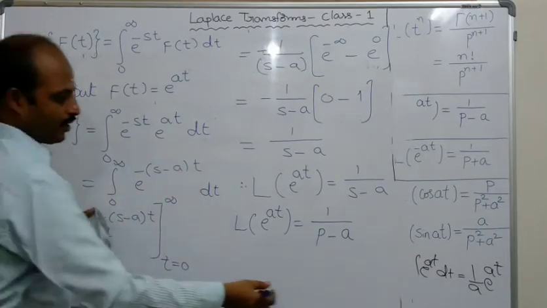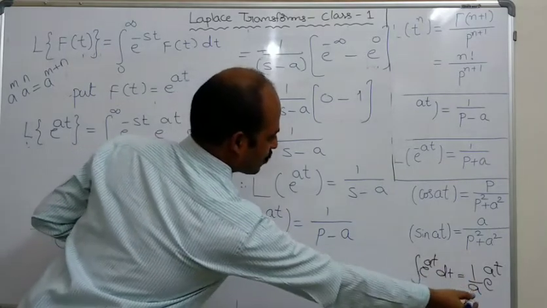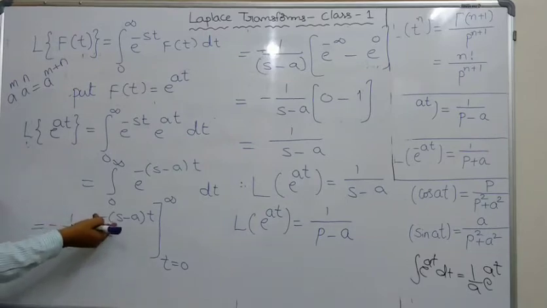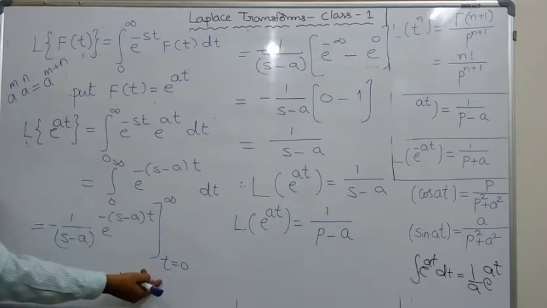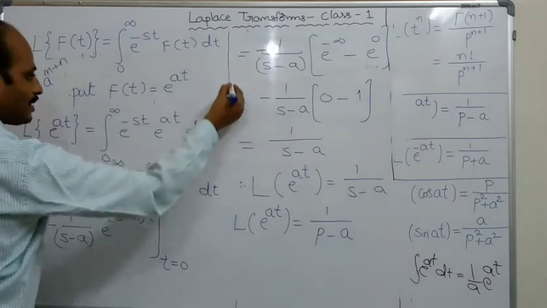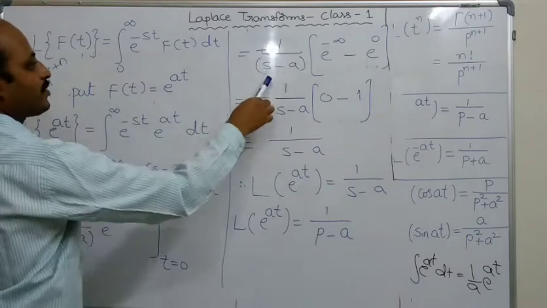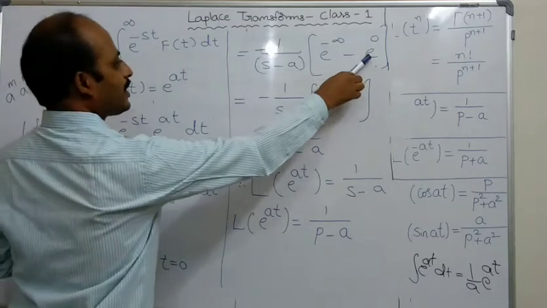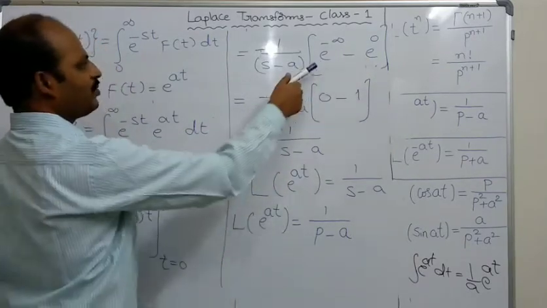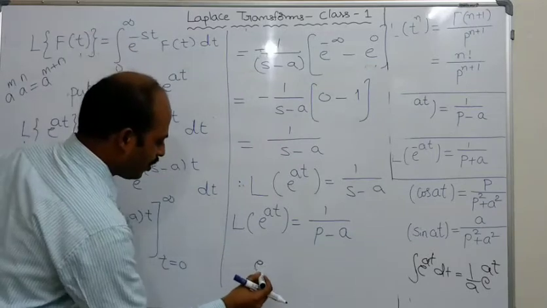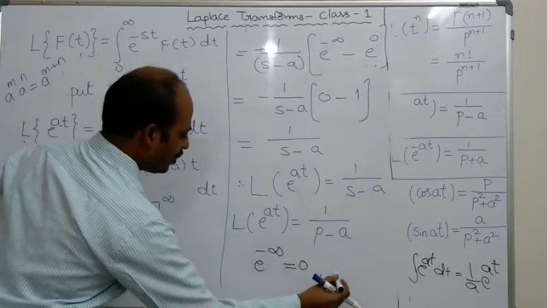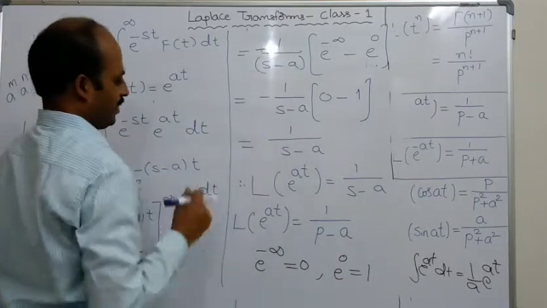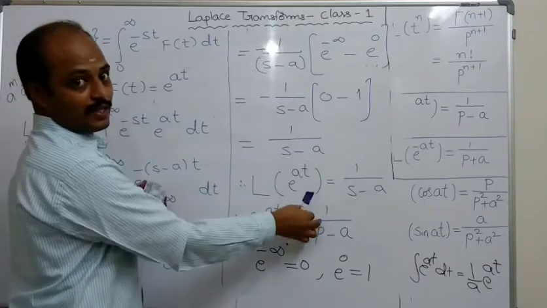So after integration we know that integral e power at dt is equals to 1 by a into e power at. So you can write like this, minus 1 by s minus a e power minus of s minus a into t. Lower limit is 0, upper limit is infinity. Let us substitute the limits. Minus 1 by s minus a into upper limit is infinity, we get e power minus infinity, minus lower limit is 0, e power 0. We know the standard value, e power minus infinity is always equivalent to 0, and e power 0 is equals to 1. So 0 minus 1, you get 1 by s minus a. So L of e power at is equals to 1 by s minus a.